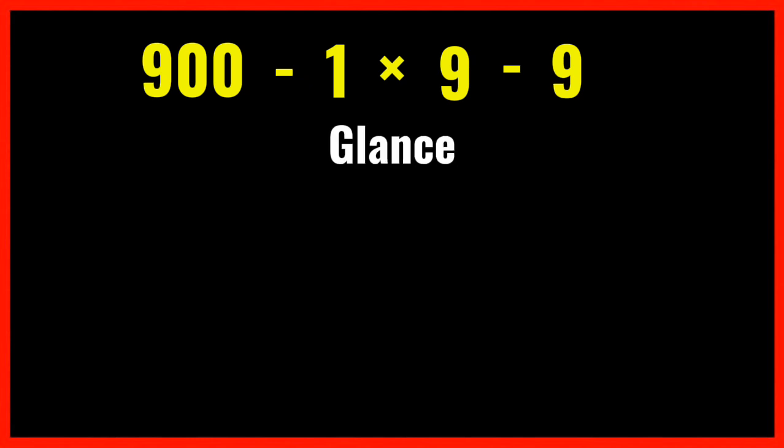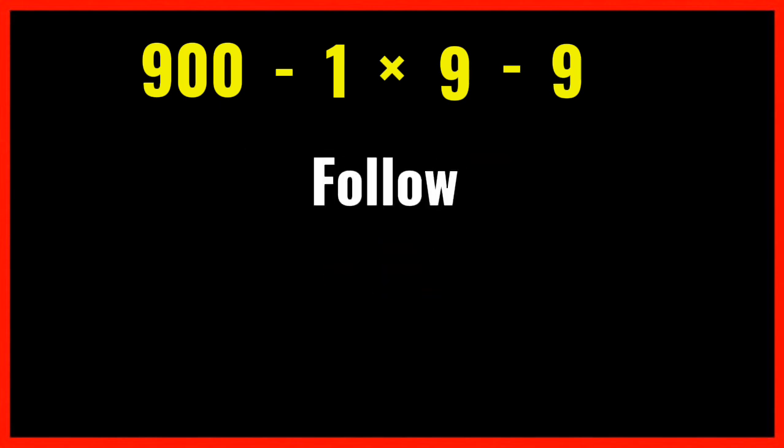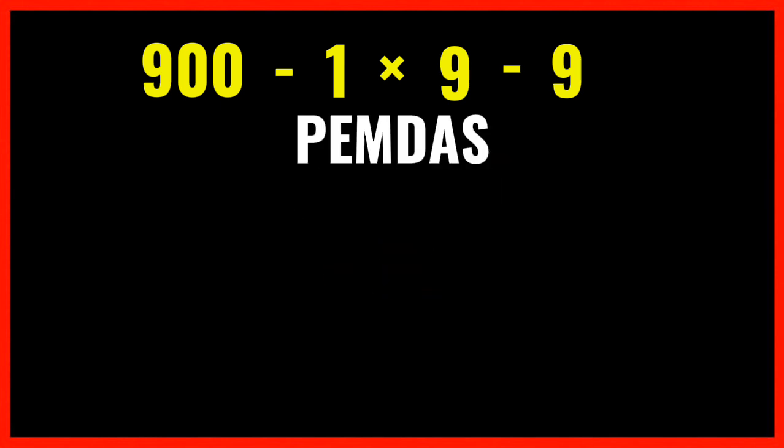At first glance, you might quickly solve this problem and think that 900 minus 1 gives 899, and 9 minus 9 gives 0. So multiplying 899 by 0 would give 0. But this answer is not correct because we must follow the proper order of operations known as PEMDAS, and this is where many people make mistakes in math.